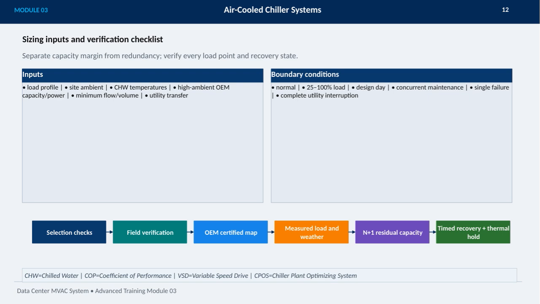Throughout this process, we keep in mind key terms like CHW for chilled water, COP which stands for coefficient of performance, VSD meaning variable speed drive, and CPOS, the chiller plant optimizing system. All of these help us design a robust, efficient, and reliable air-cooled chiller system for data centers.